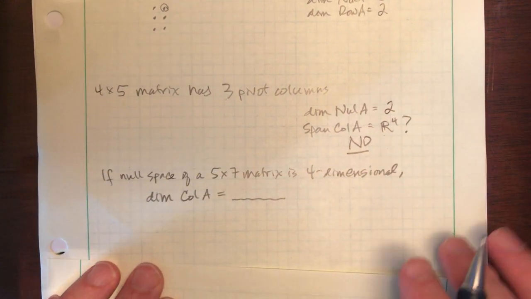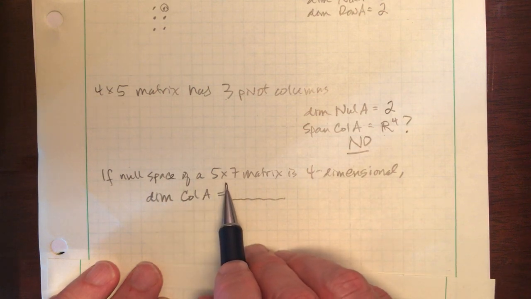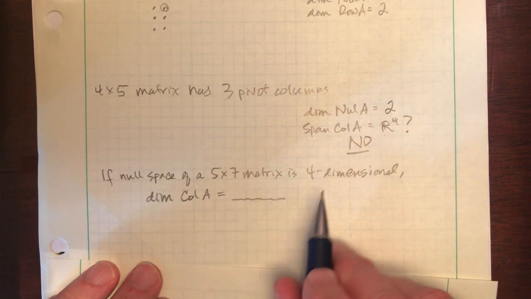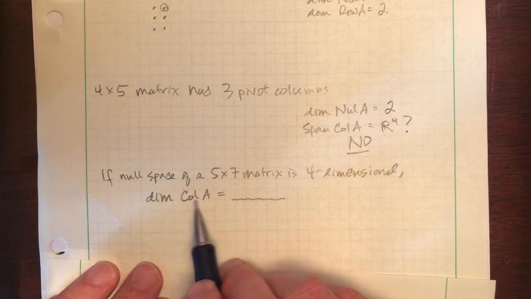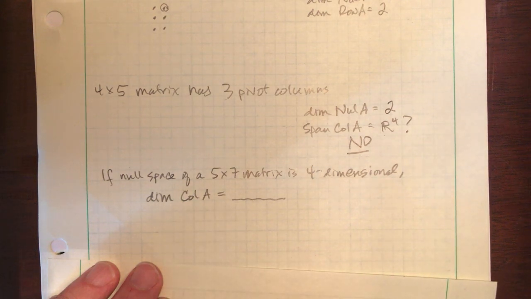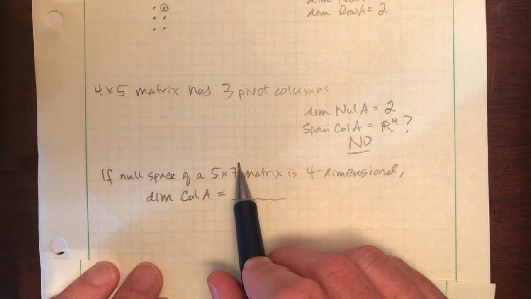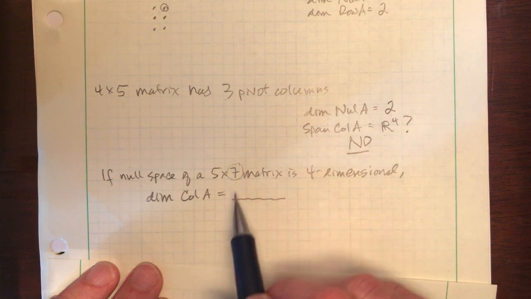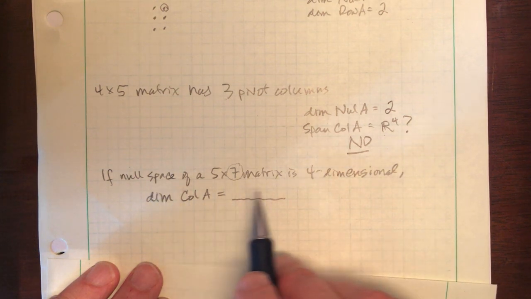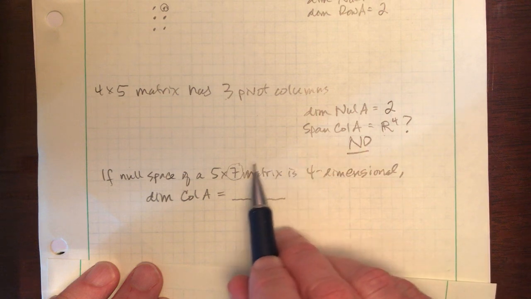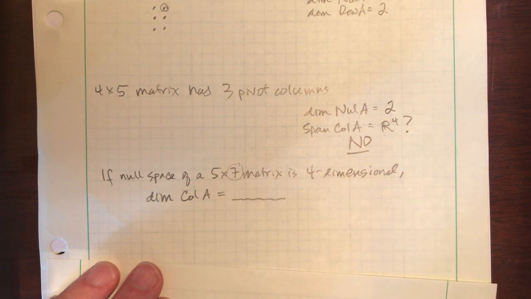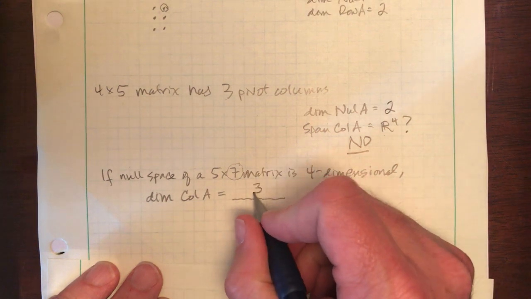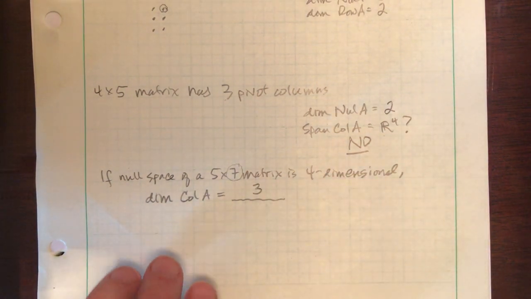Last one on this page. If you're told the null space of a 5 by 7 matrix is 4-dimensional, what's the dimension of the column space? Again, we always focus on the number of columns. So starting with 7, if we're told the dimension of the null space is 4, that leaves 3 leftover columns that have pivots. And we got it. All right, one last set of ideas.